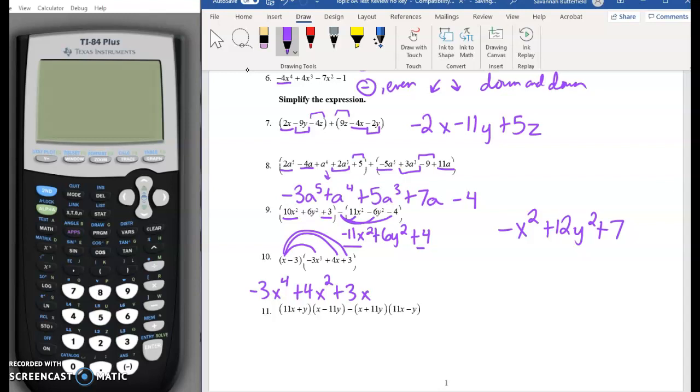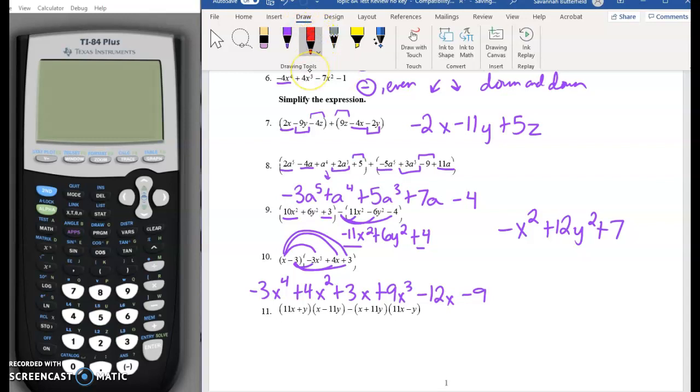Next, I'm going to distribute my negative 3. Remember, that's a negative 3. So negative 3 times negative 3x cubed is going to be plus 9x cubed, because negative times negative is positive. Negative 3 times a positive 4x is going to get me minus 12x. And then negative 3 times positive 3 is going to be minus 9. Now I just need to combine any like terms I have.